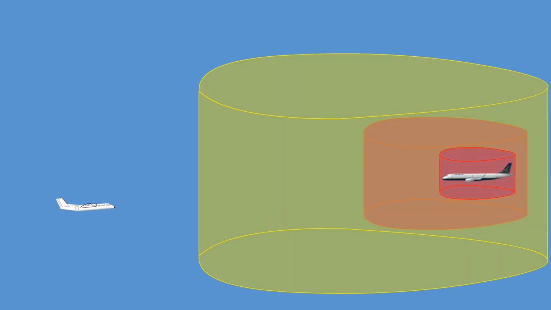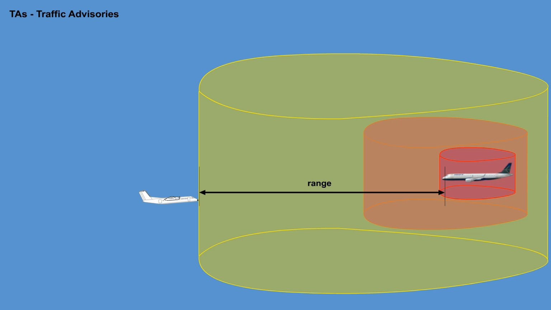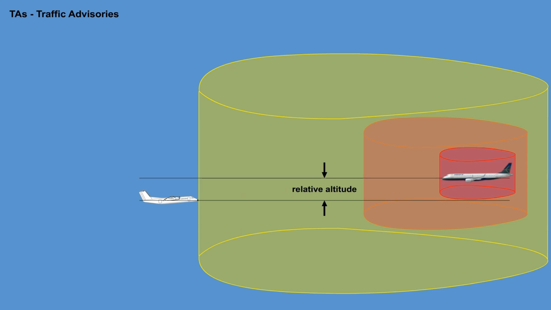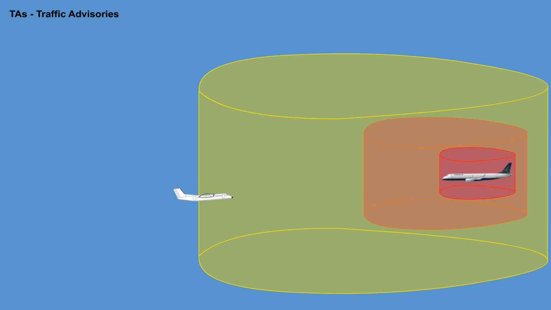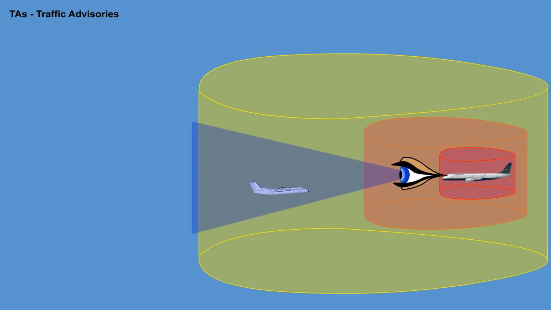There are 2 levels of advisories. TAs. Traffic advisories indicate the range, bearing, and relative altitude of the intruder to aid in visual acquisition of the intruder. A traffic advisory is defined as an intruder aircraft entering the caution area 35 to 45 seconds from the TCAS collision area. Note: a visual search is recommended to prepare for intruder avoidance.